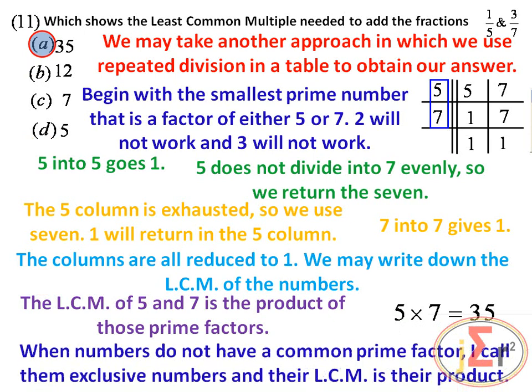When numbers do not have a common prime factor, I call them exclusive numbers, and their LCM is their product. So if we have two numbers of which we are required to find the LCM, if they do not have any common prime factor, then the LCM will surely be the product of those two numbers.